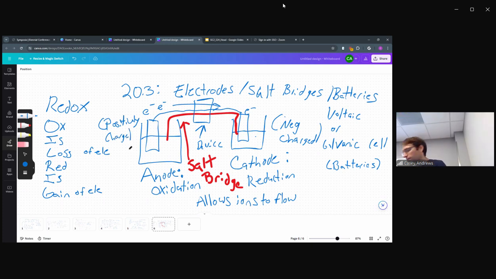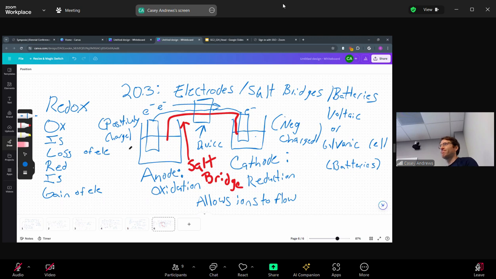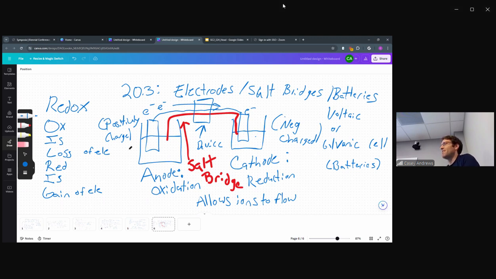Based on your understanding of chemistry, do you think electrons want to go to a negatively charged area? And they don't, right? Electrons are negative, so they don't want to go to a negatively charged area. So a salt bridge allows positive ions to go to the cathode and negative ions to go to the anode. So I'll write that down.